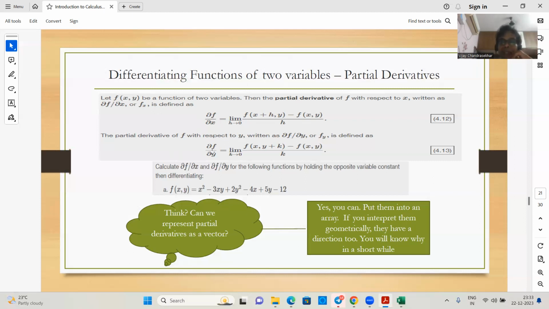Similarly, we can figure out the partial derivative of f with respect to y. Very, very similar. What do we do? Keep x constant, change y. That's it.